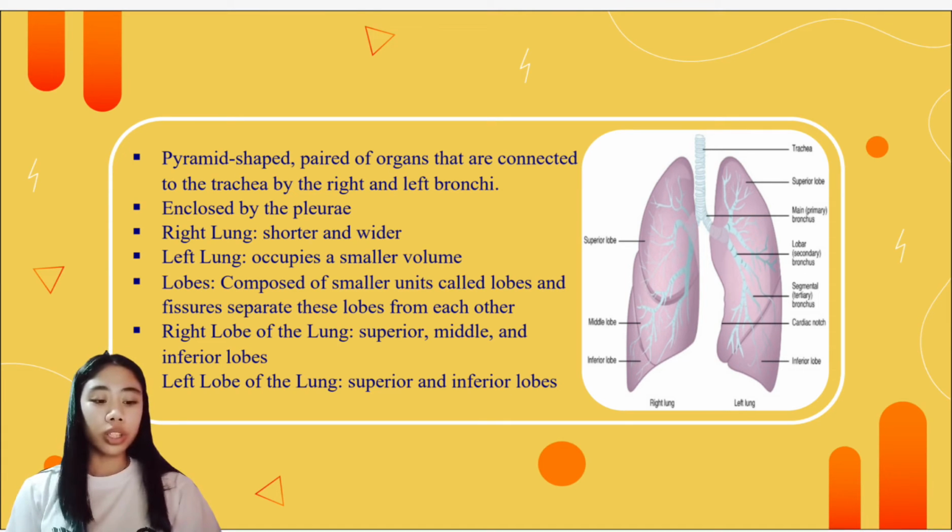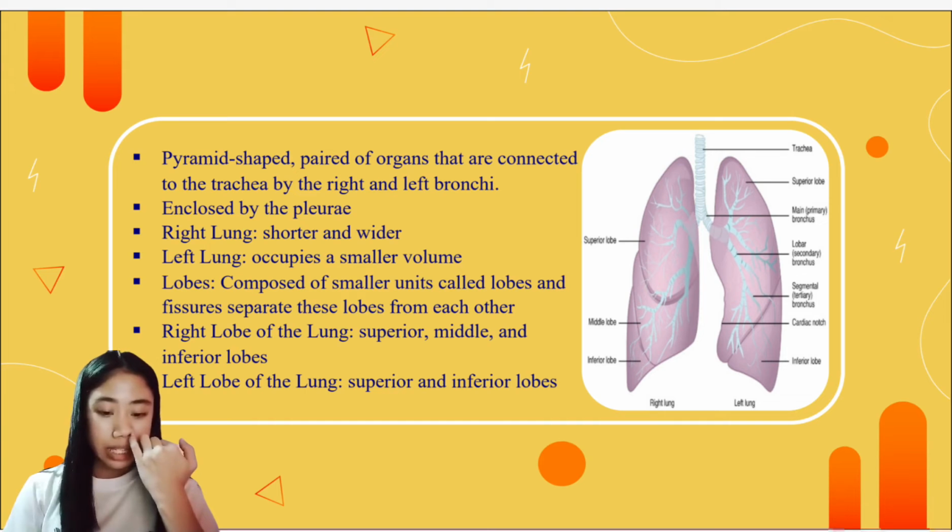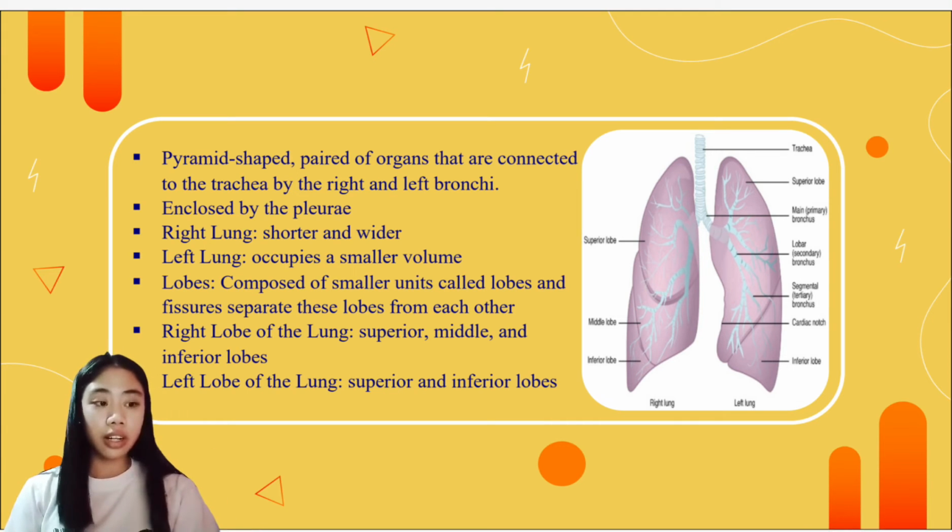The right lung is shorter and wider than the left lung, and the left lung occupies a smaller volume than the right. The cardiac notch is an indentation on the surface of the left lung, and it allows space for the heart. The apex of the lung is the superior region, whereas the base is the opposite region near the diaphragm. The costal surface of the lung borders the ribs. The mediastinal surface faces the midline.